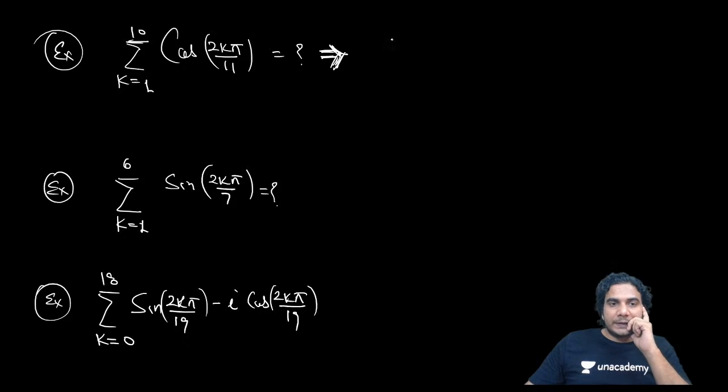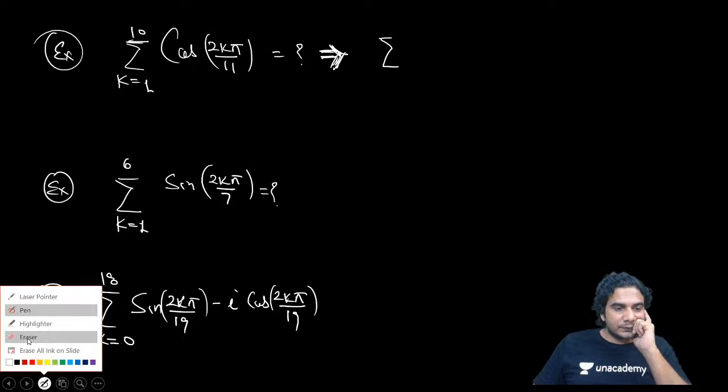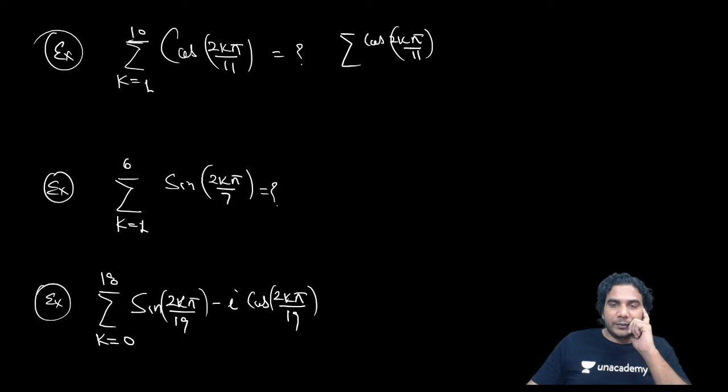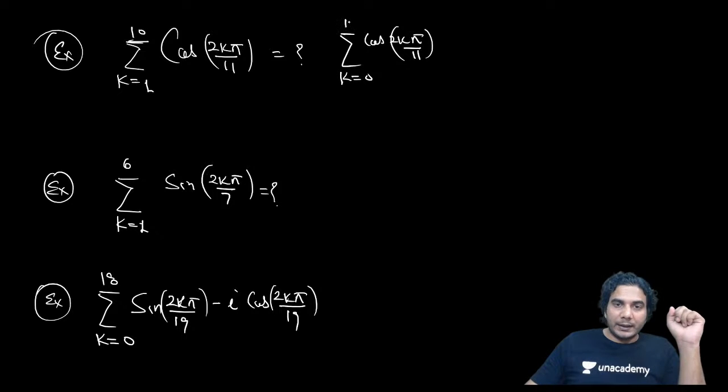Alright, so you know that sigma of cos 2k pi by 11. By looking at this 11, you'll come to know this is the sum of real parts of 11th roots of unity. Okay, so k is starting from 0 to 10. Now this is the sum of all the real parts. It should start from 0 and go up to 10. If it is starting from 1, then it should be up to 11.